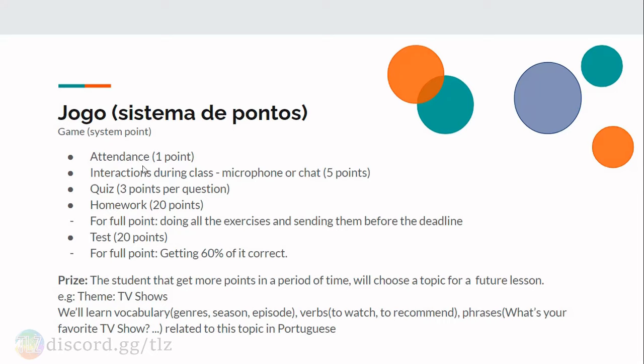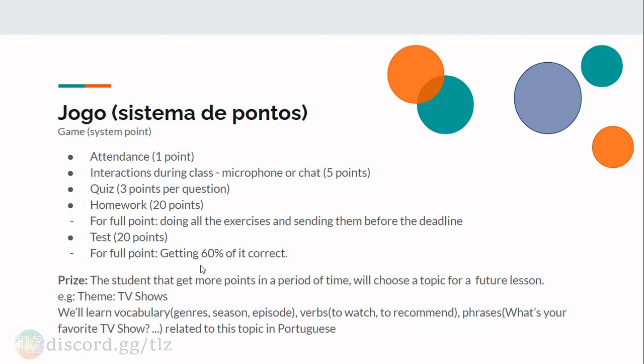So we have attendance, interaction, quiz, homework, and test. Attendance gives you 1 point. Interaction, so microphone or chat, you receive 5 points. We have quiz, and we have homework that gives you 20 points. To receive 20 points, you must do all of the exercises and send me your homework before the deadline. Test gives you 20 points, so to receive 20 points you must get 60% of the test correct.